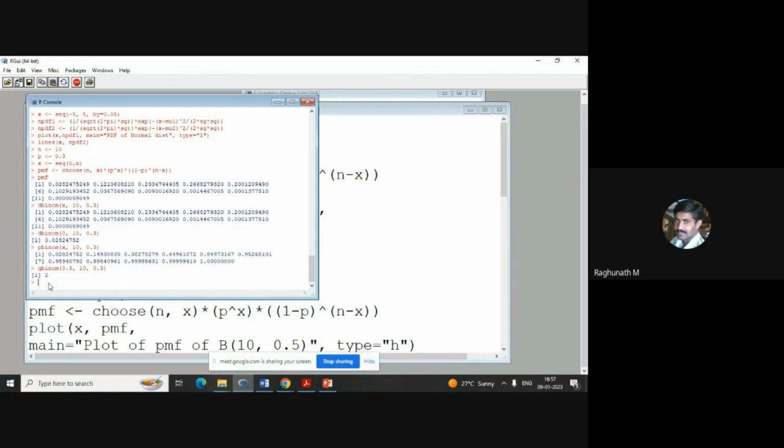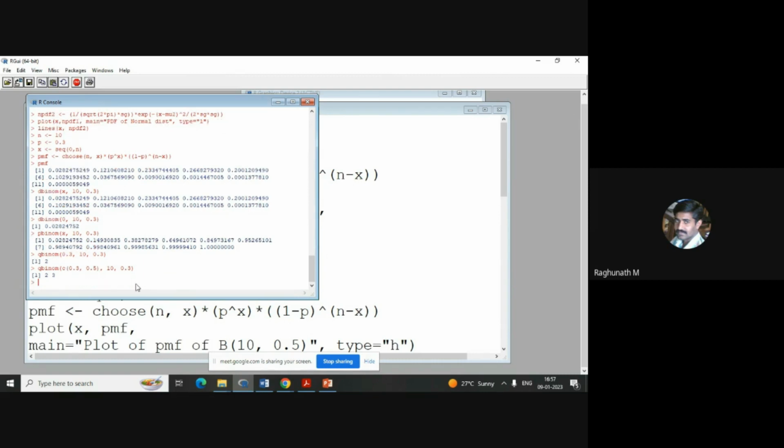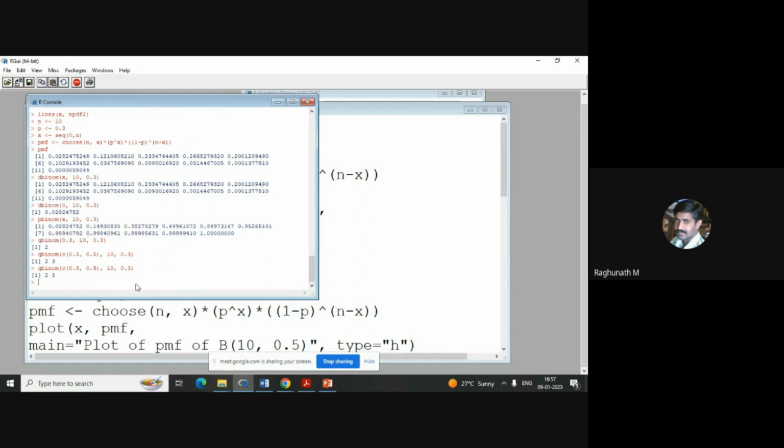So if you want more than one value, at 0.3 you have computed. Suppose you want quantile values for more than one probability, you can pass a vector also. But remember, it should be a probability, in between 0 and 1. So I will take it as 0.5. I will close it so that I will get two values here, 2 and 3. Even if you take the second value as 0.9, you are going to get 2 and 5, like that. So this is about the quantile function which we are going to use.